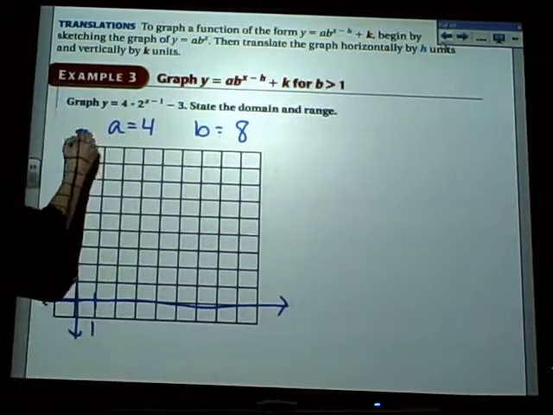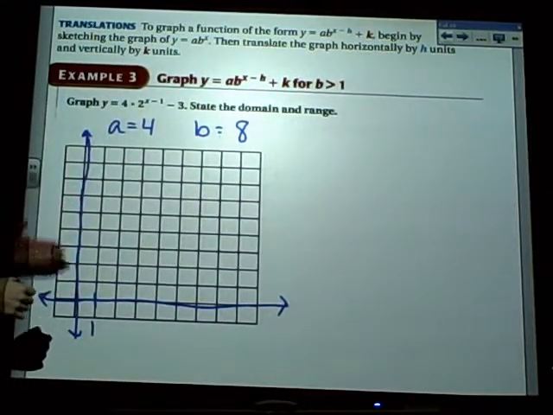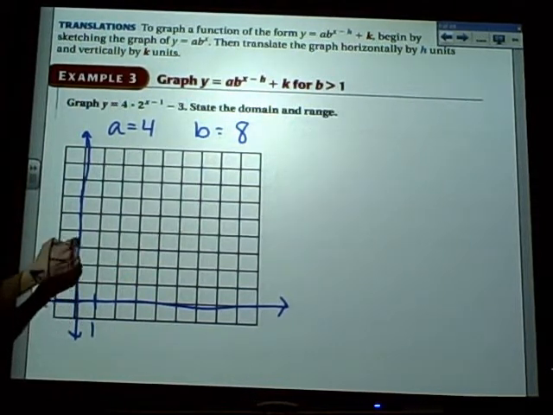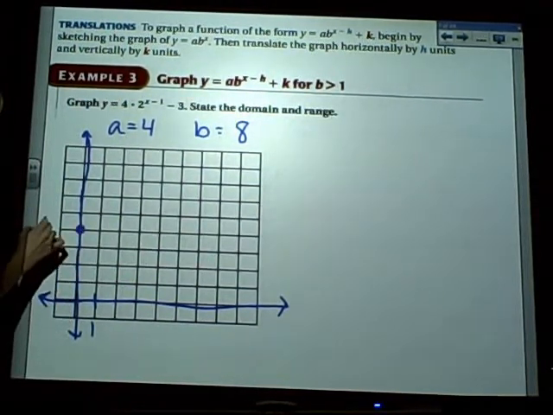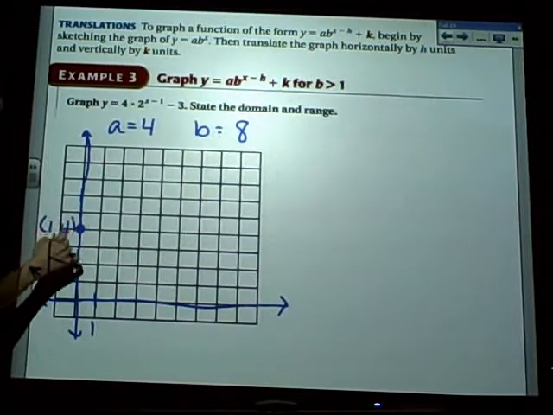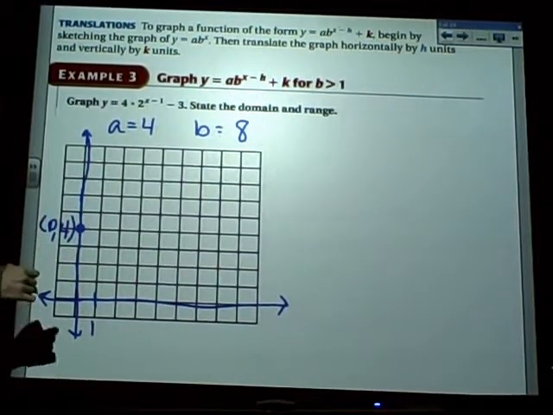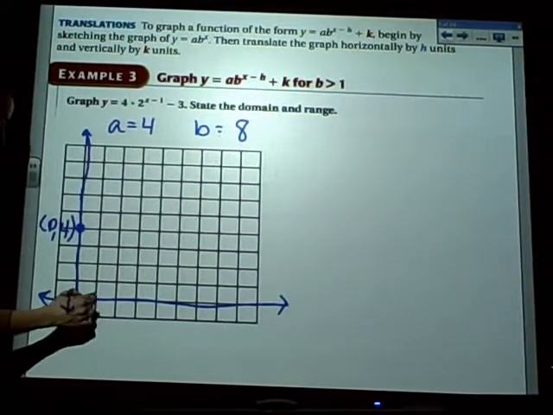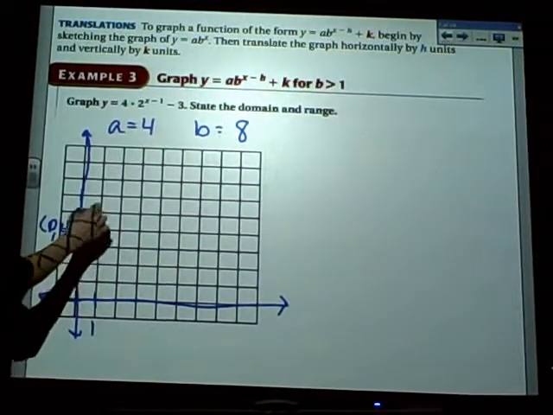Okay, so what I'm doing right now, I made my graph too high. I have to move it down a little bit. So 1, 2, 3, 4. My intercept is now here, and that should be a 0. There we go. My next point is 1 in my b value. So 1, 1, 2, 3, 4, 5, 6, 7, 8.